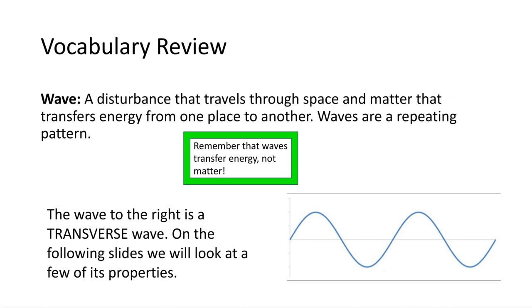So let's review. A wave is a disturbance that travels through space and matter that transfers energy from one place to another, and they are a repeating pattern. Remember that waves transfer energy, not matter. The wave to the right is a transverse wave. On the following slides, we're going to look at a few of its properties.